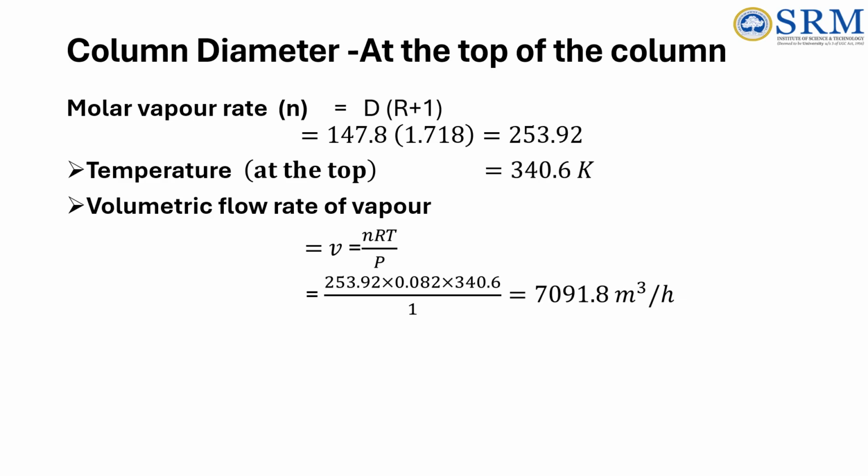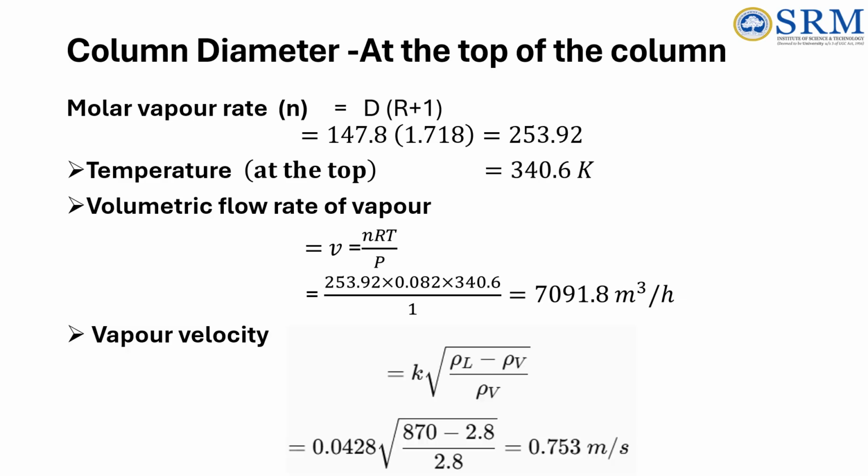Taking R gas constant of 0.082 and temperature as the top column temperature with atmospheric pressure, the volumetric flow rate of vapor is 7091 meter cube per hour. The vapor velocity formula has been mentioned in the question, with the density of liquid and density of vapor also mentioned. The vapor velocity computed is 0.73 meter per second.